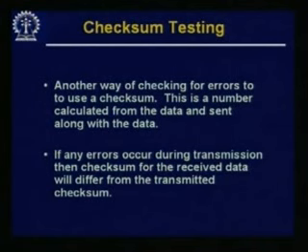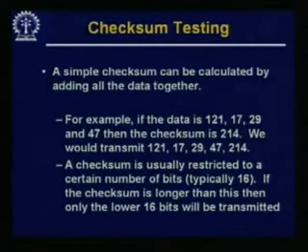A simple checksum can be calculated by adding all the data together. For example, if the data is 121, 17, 29 and 47, then the checksum, if you add all this, will be 214. We could transmit 121, 17, 29, 47, 214. So, we know that the last number is the checksum, which should be the sum of all the numbers that have been sent. The checksum is usually restricted to a certain number of bits, typically 16 bits. If the checksum is longer than this, then only the lower 16 bits will be transmitted.